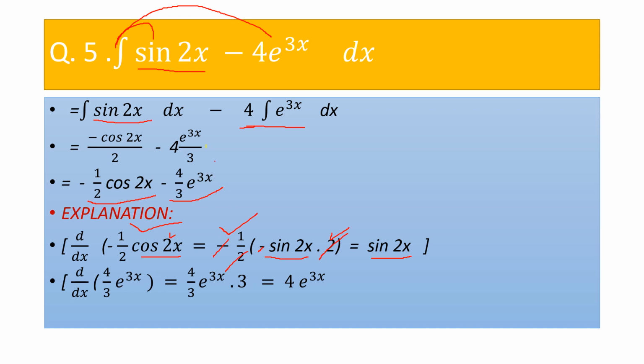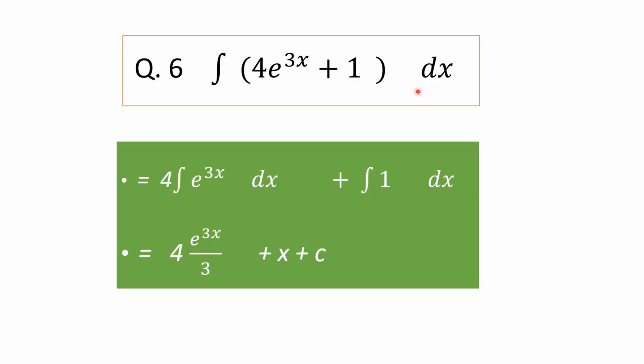Now the derivative of the second term, minus 4 upon 3 e power 3x, will be 4 upon 3 as it is, e power 3x as it is, multiplied by the coefficient of x, which is 3. Now you cancel this 3 with this 3, you are left with 4 e power 3x. So we see here in the slide that if we find the derivative of this term, you are exactly getting what you are being asked in the question: sine 2x minus 4 e power 3x. Clear?